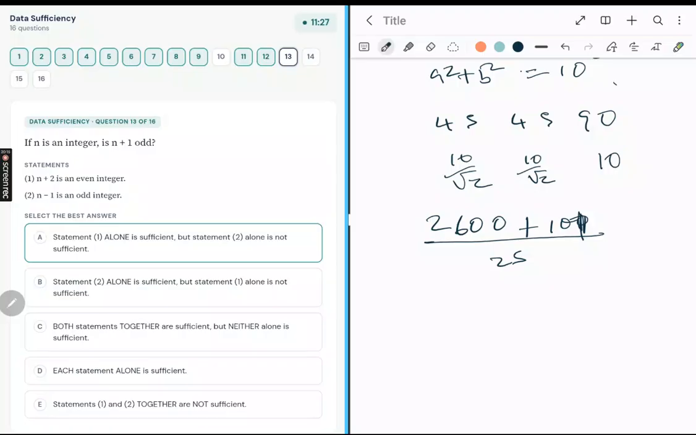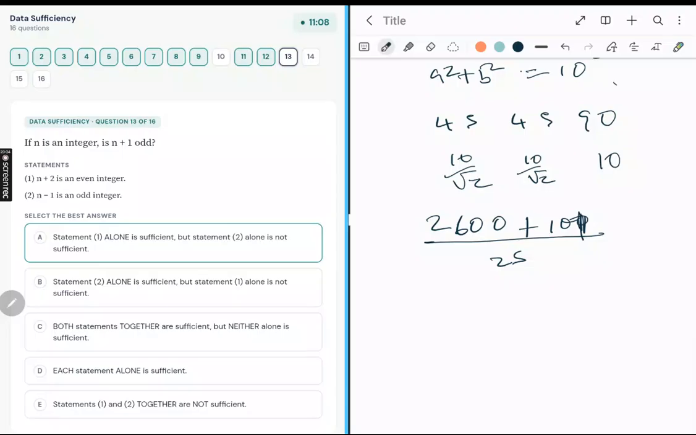Oh, number 10. I didn't even choose an answer for number 10. Number 13. If n is an odd integer, is n plus 1 odd? Of course, n plus 2, they say n plus 2 is even.